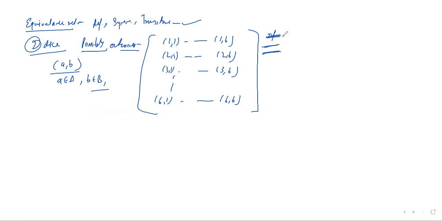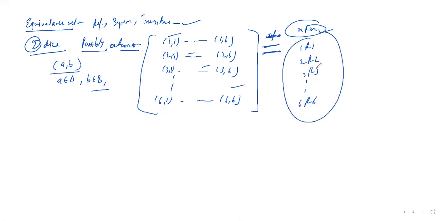Now let's check a particular point. If I check for reflexivity, that has to be x R x, that x is related to x. Then we have the elements like 1 comma 1, 2 comma 2, 3 comma 3 up to 6 comma 6, where 1 is related to 1, 2 is related to 2, 3 is related to 3, and similarly 6 is related to 6. So reflexivity holds for this.